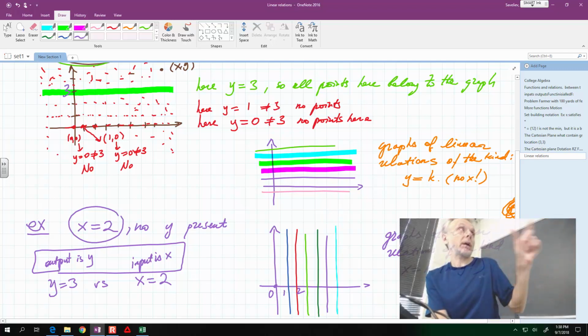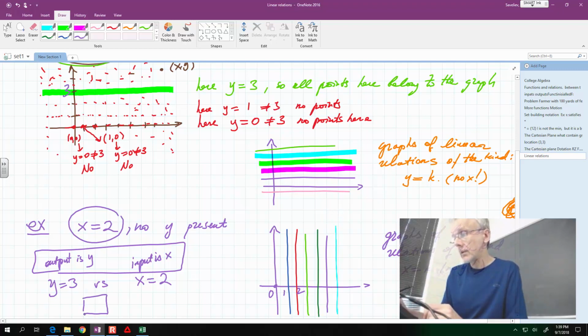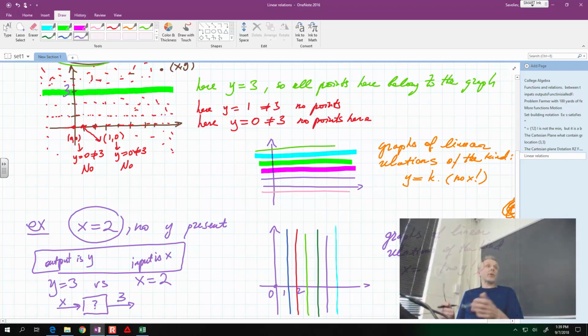And then these two are distinguishable in the sense that one is a function, the other is not. Y equals 3 is a function because we just say whatever x is, the output is 3. There is nothing wrong with that. So you can have a diagram like this. Something is happening here. X comes in. No matter what comes in, 3 comes out. It's called a constant function.